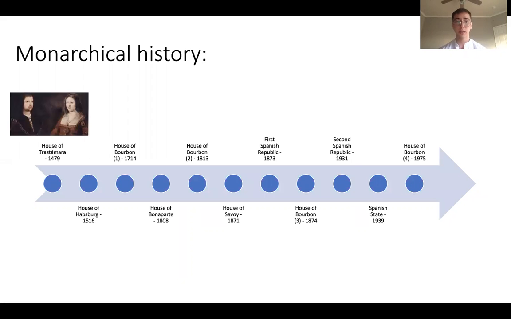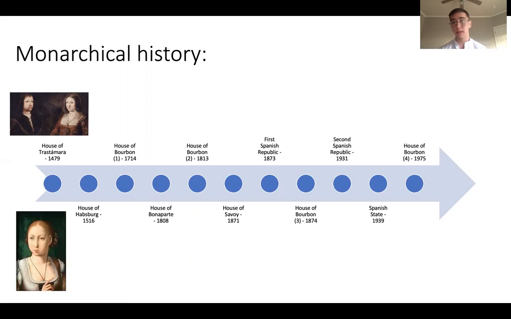Ferdinand II and Isabella I, also known as the Catholic monarchs, unified Spain in 1479 with their marriage. They belonged to the House of Trastamara. Their daughter, Joanna the Mad, couldn't rule because of her disease, so her son, Charles I, ruled for her. He belonged to the House of Habsburg, which ruled for almost 200 years.